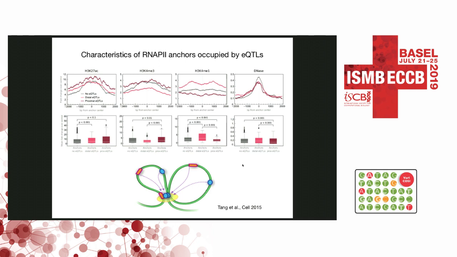So the general picture coming from it is that CTCF-mediated interactions create a conserved genome structure, and the variation in transcription is more connected with more dynamic RNA Pol II interactions.